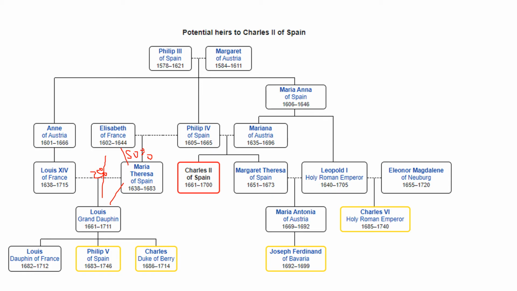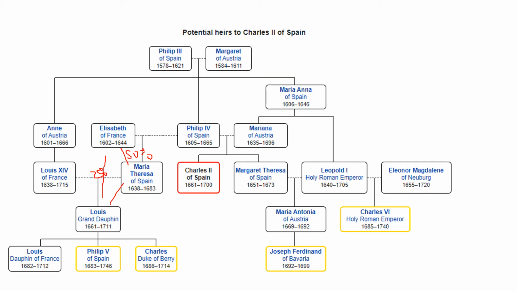Let's see here. Well, let's go to the interesting case right away. It's tough to find other less interesting cases here. So Charles II is sort of renowned for having been the product of inbreeding. He had some physical deformities, and it's thought that that might have been the result of recessive traits coming through as a result of inbreeding.